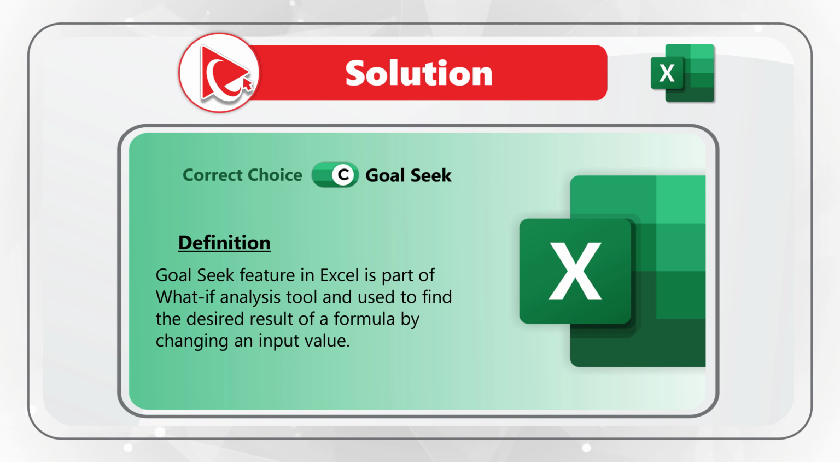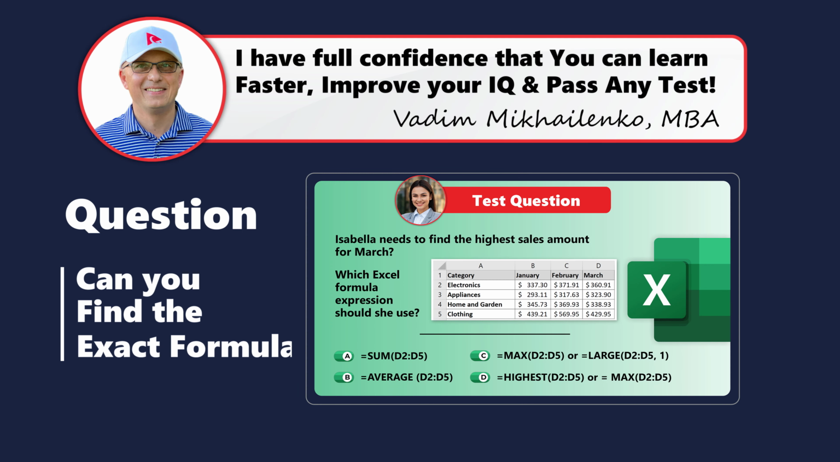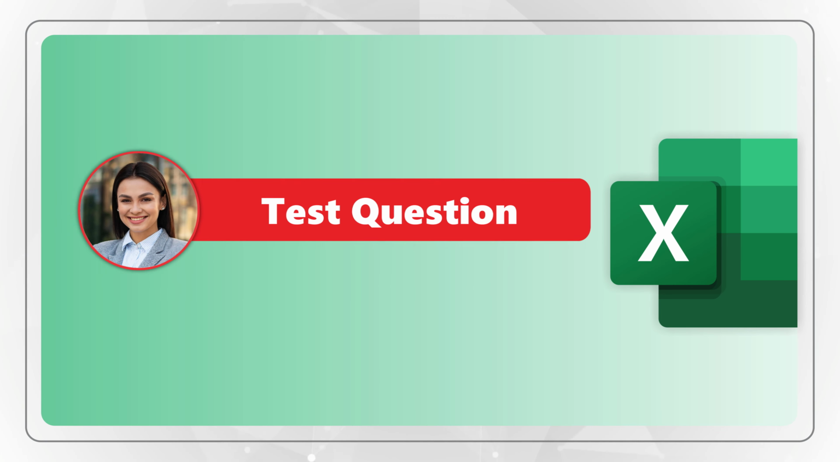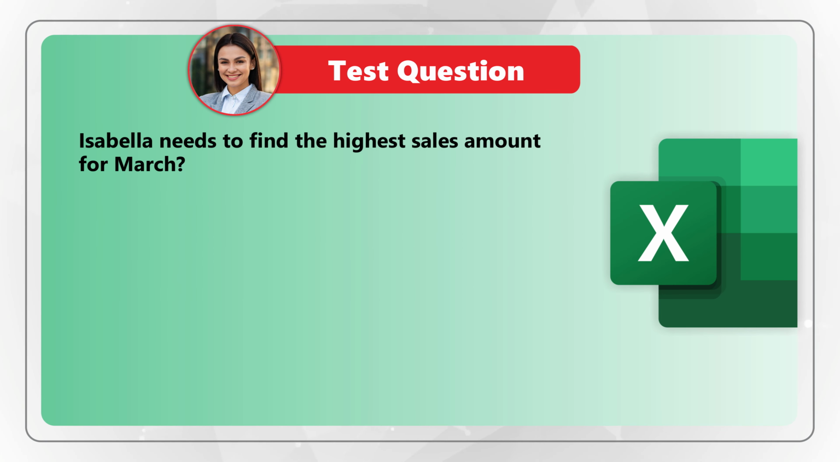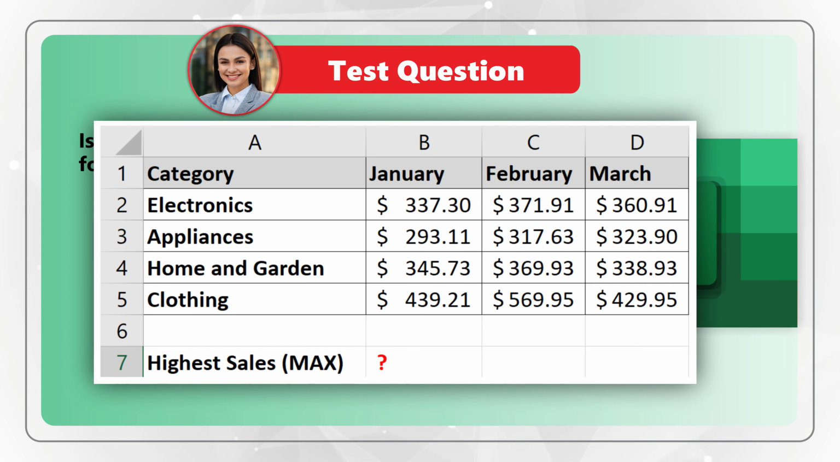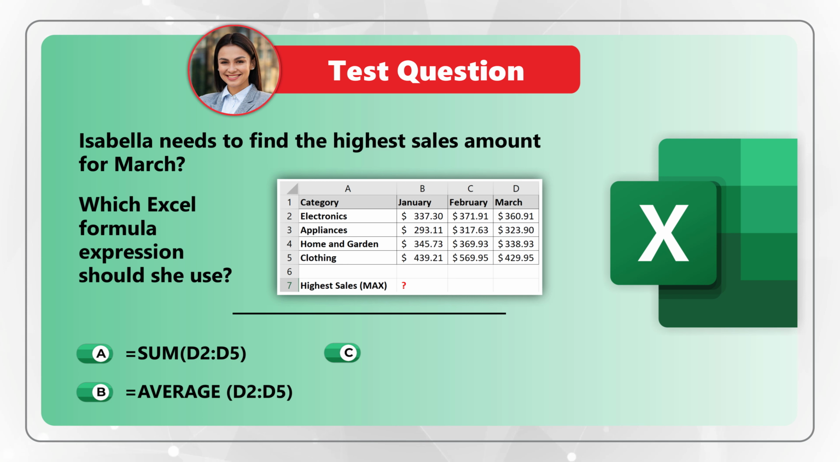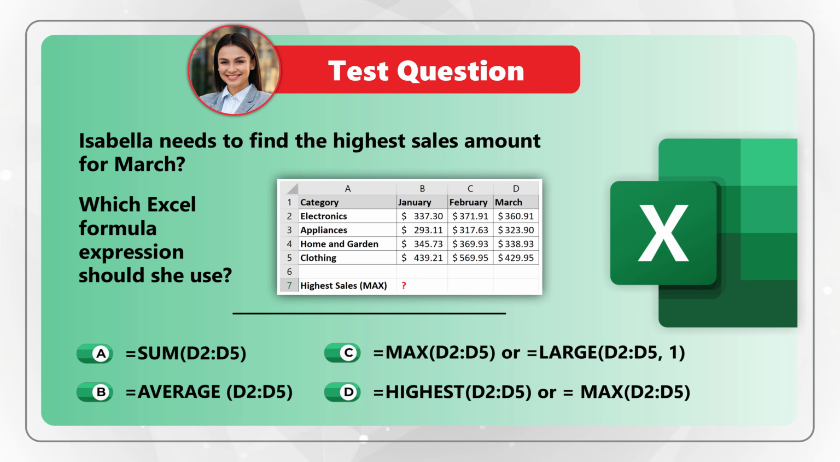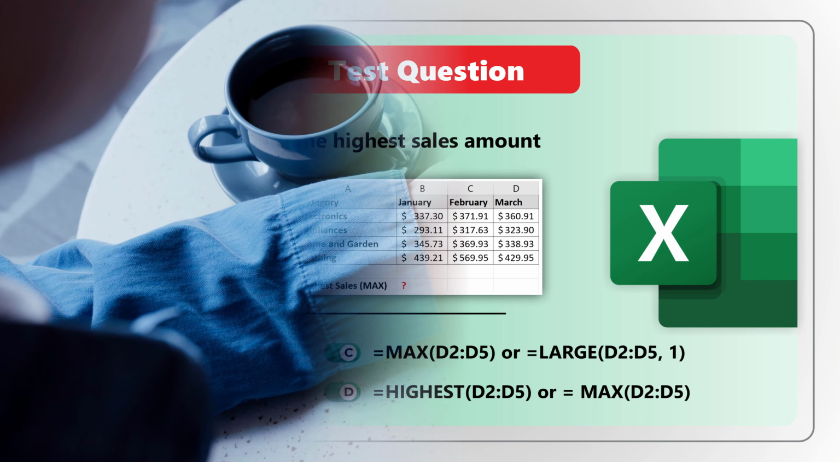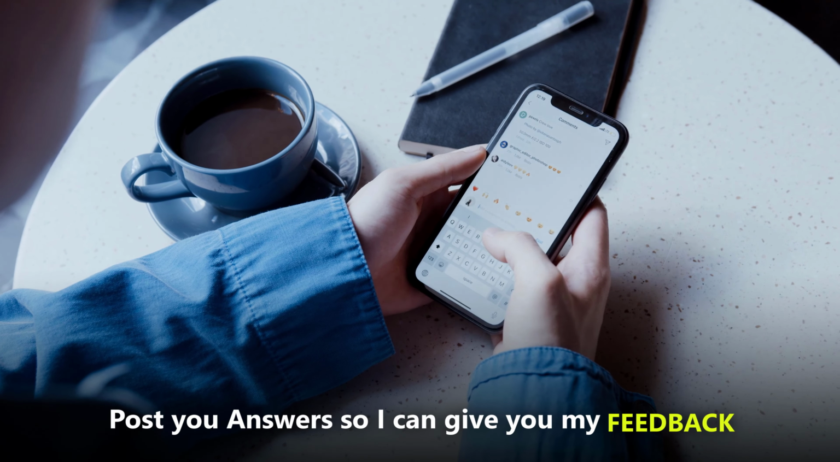Do you know any other Excel features that can help Jeremy in his goal? Please make sure to share in comments. I have a surprise challenge for you. I'm gonna give you a practice question and ask you to solve it on your own and post the answer in comments. Isabella needs to find the highest sales amount for March. Which Excel formula expression should she use? You're presented with the data set and 4 possible choices. Choices A, B, C, and D. Take a close look to see if you can come up with the solution. And once ready, make sure to post your answer and solution in comments so I can give you my feedback. Thanks for participating and good luck solving the challenge.